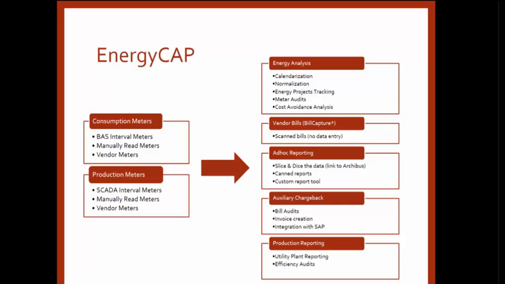From a vendor bills point of view, instead of taking the vendor bill and doing data entry, we were able to scan those bills and upload them to EnergyCAP, and they do the data entry for us, and also attach the image of the bill along with that entry. What this allows us to do is ad hoc reporting. You can slice and dice the data however you want. And I'll show in the next slide that we also linked it to Archibus, which is our primary space information database.